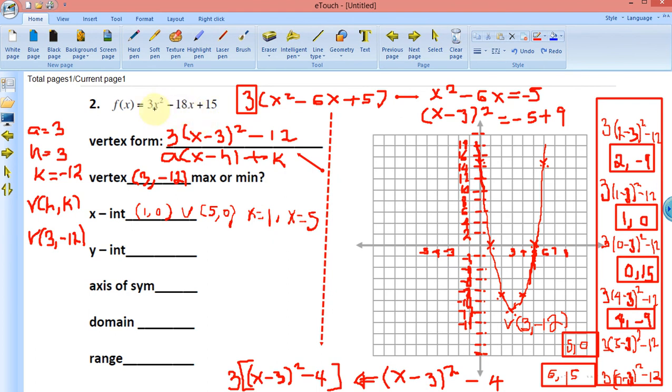When you put 1 in this equation, it should be equal to 0, and when you put 5 there, you also write it like this. So the y-intercept is where the graph cuts the y-axis, and it cuts the y-axis when x equals 0, that is 15. So when x equals 0, y is 15. So the y-intercept is always written as x comma y.